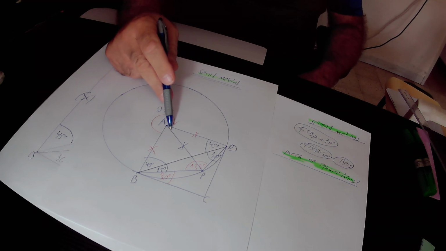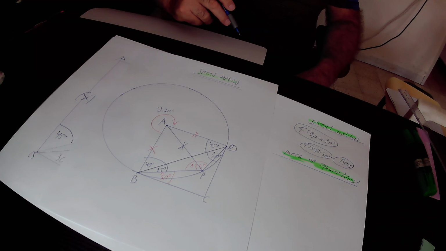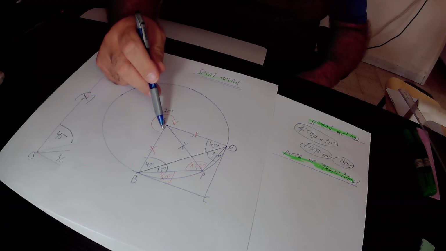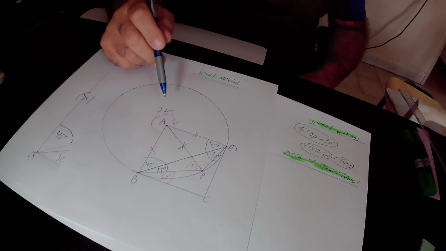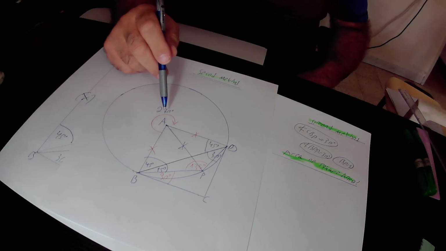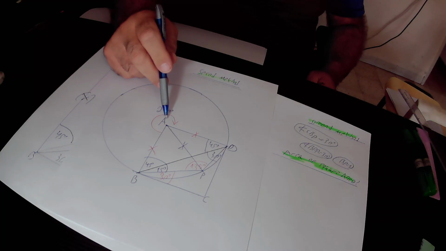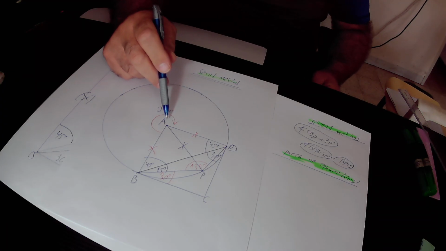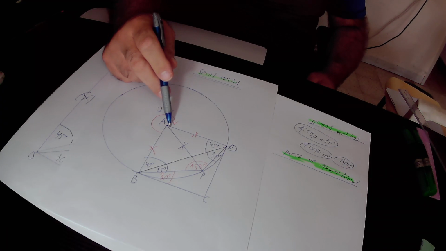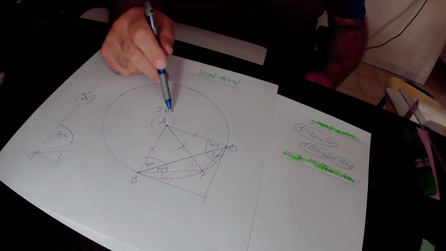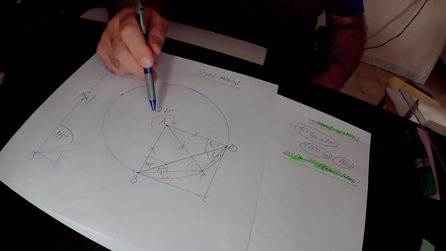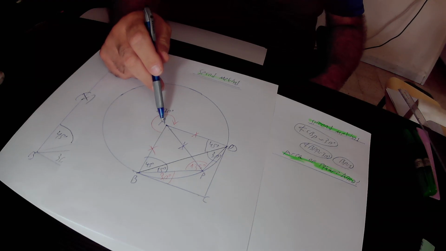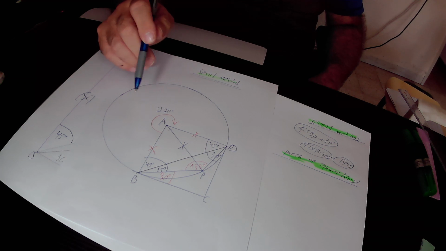This angle is a right angle. We know that the sum of the angles around any point is equal to 360 degrees. So the sum of the angles around point A is equal to 360 degrees. So this angle equals 90 degrees, and therefore this missing angle must be equal to 270 degrees, because 270 degrees plus 90 degrees is equal to 360 degrees. This is the sum of the angles around point A.